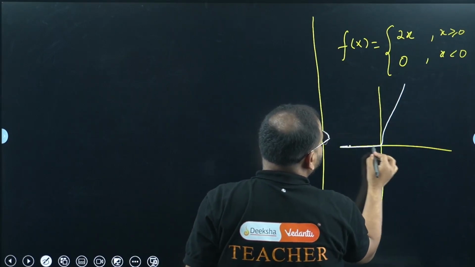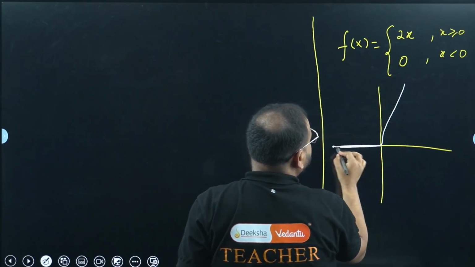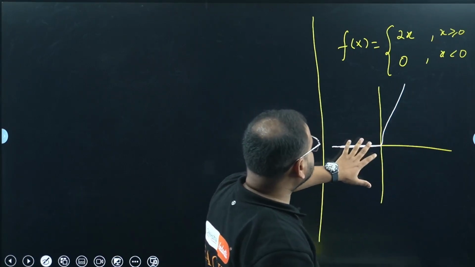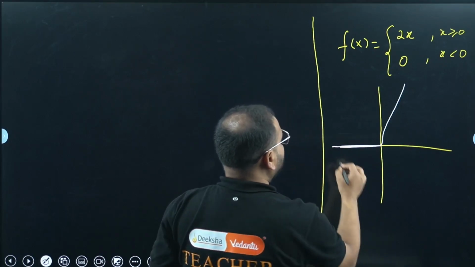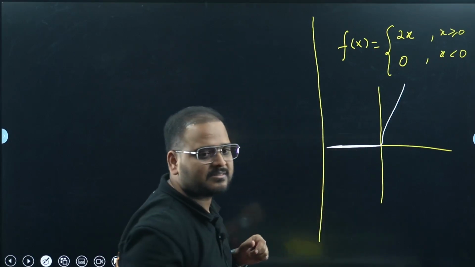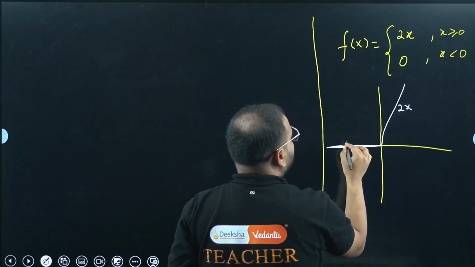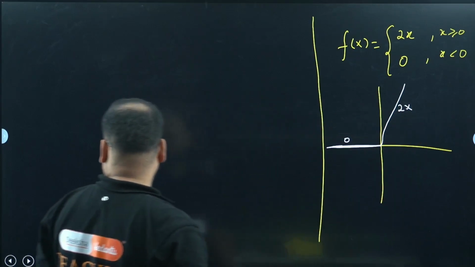Okay, chaliye. And what about the less than part, sir? It'll be here, no? Because when x is negative, for all these negative x values, what is my function? y is equal to 0. y equal to 0 means the x-axis. Okay, this is my graph. This is the 2x part and this is the y equal to 0 part. Chaliye. Now let's read the question.